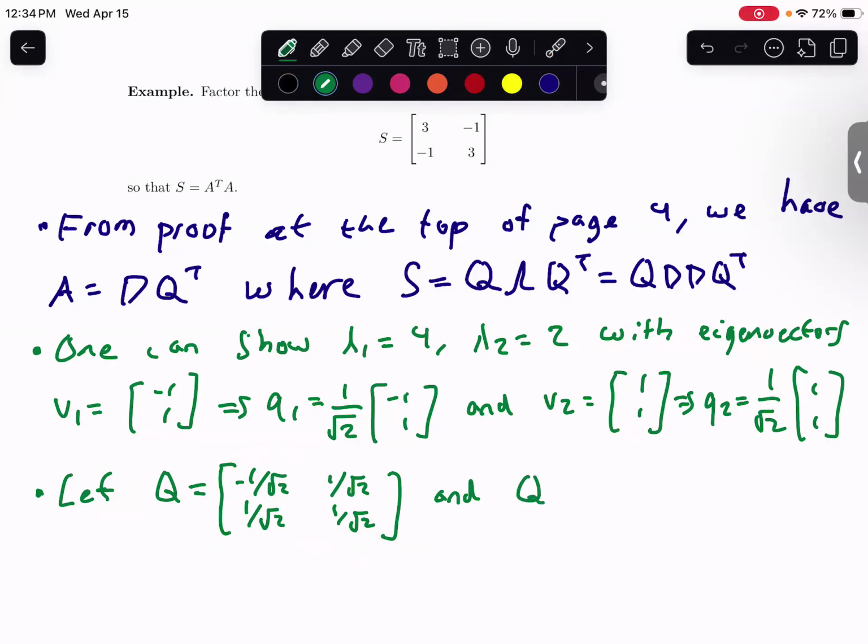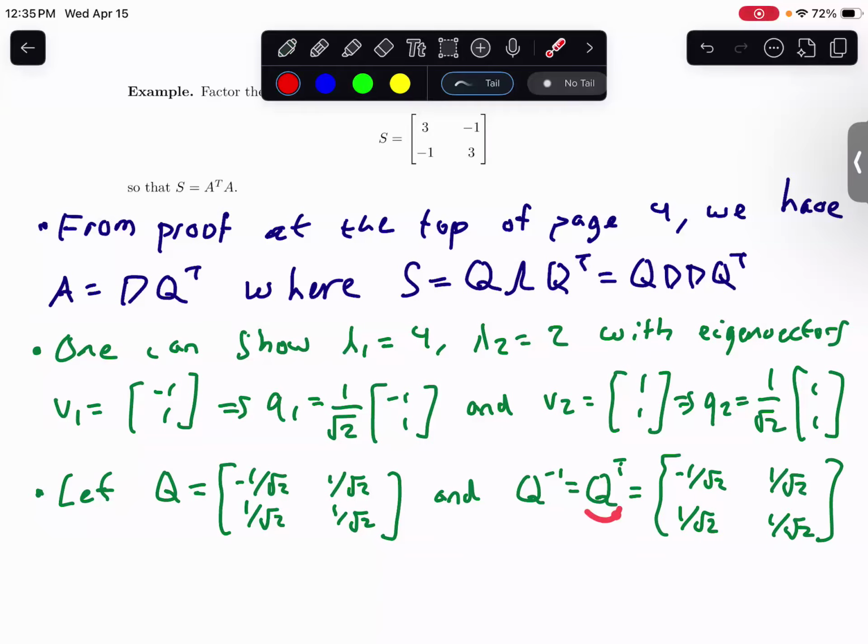And so we have that Q inverse, in this case, is going to be equal to the transpose of Q. And if you take the transpose of Q, well, it's symmetric. So this is going to be equal to the same thing over again. So it's minus 1 over the square root of 2, 1 over the square root of 2, 1 over the square root of 2, and then 1 over the square root of 2. So this is Q transposed here. That was one of the matrices we cared about finding in order to determine what A was going to be equal to.